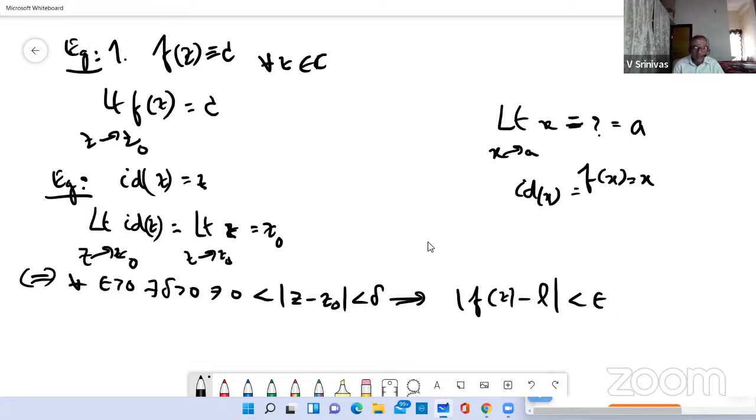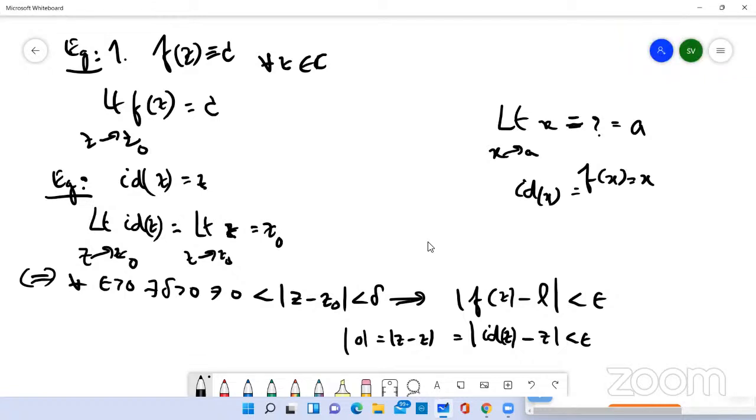We should be able to find a delta positive. So consider this. In place of f of z, you have id of z, and in place of L, you take z0. So you take id of z minus z0. Now what is id of z? Id of z is z, so z minus z0 comes. What is z minus z0? It is not 0, it is z minus z0. Sorry, the modulus of id of z minus L is mod of z minus z0.